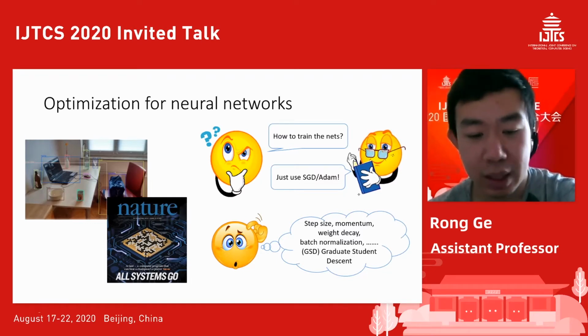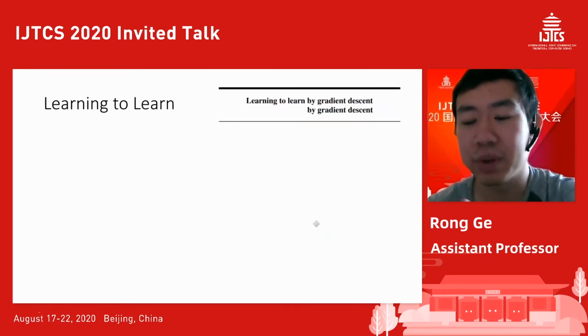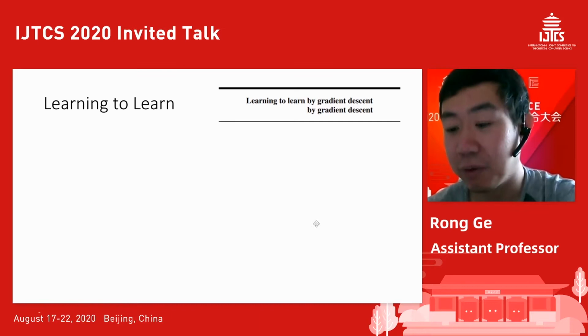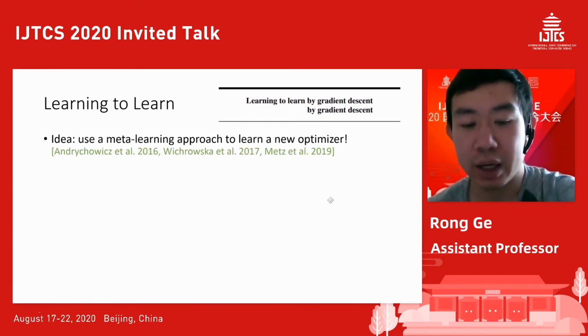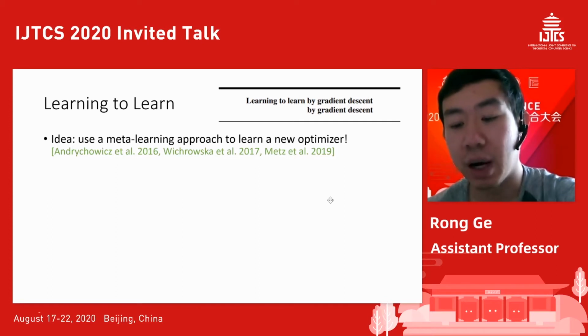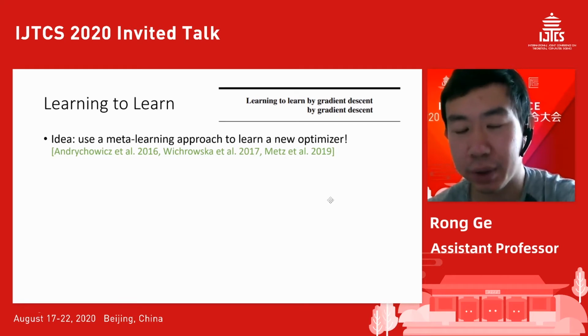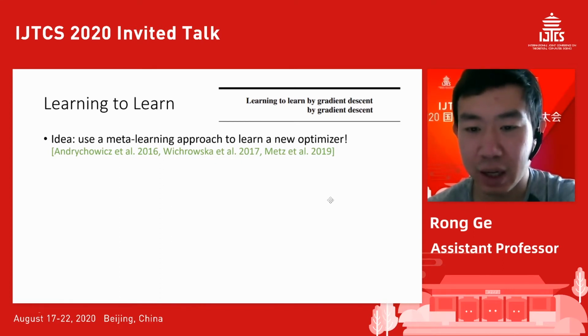Can you actually do that? Well, it turns out to some extent you can. You can do that using an approach called learning to learn. There's a very interesting paper with an interesting title called Learning to Learn by Gradient Descent by Gradient Descent. What the paper tries to do is to use a meta-learning approach to learn a new optimizer. Instead of using all of these standard optimizers and tuning the parameters by hand, you actually train a new optimizer that's going to perform very well on your data.